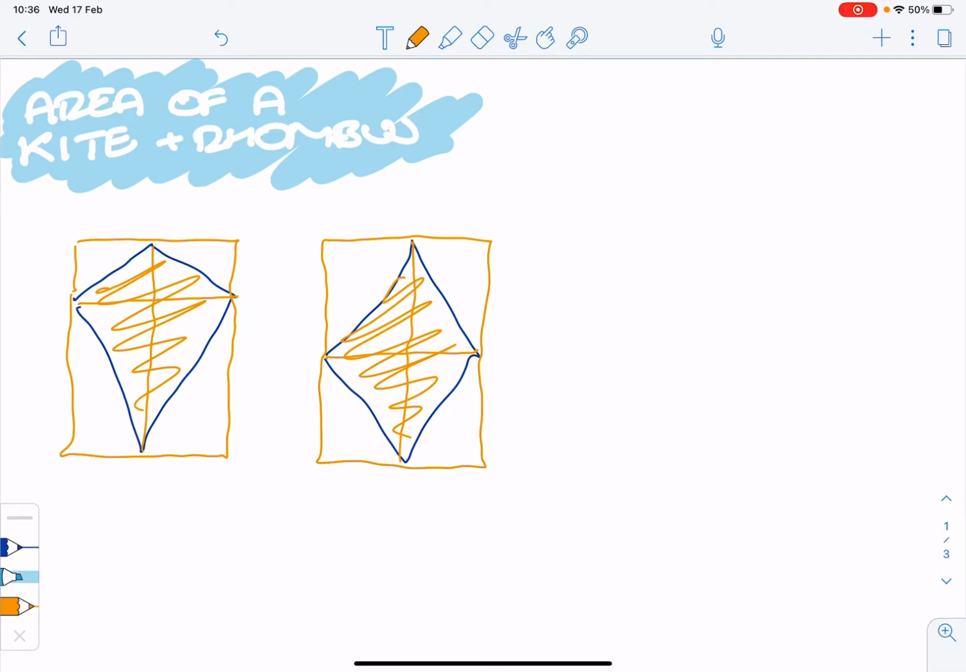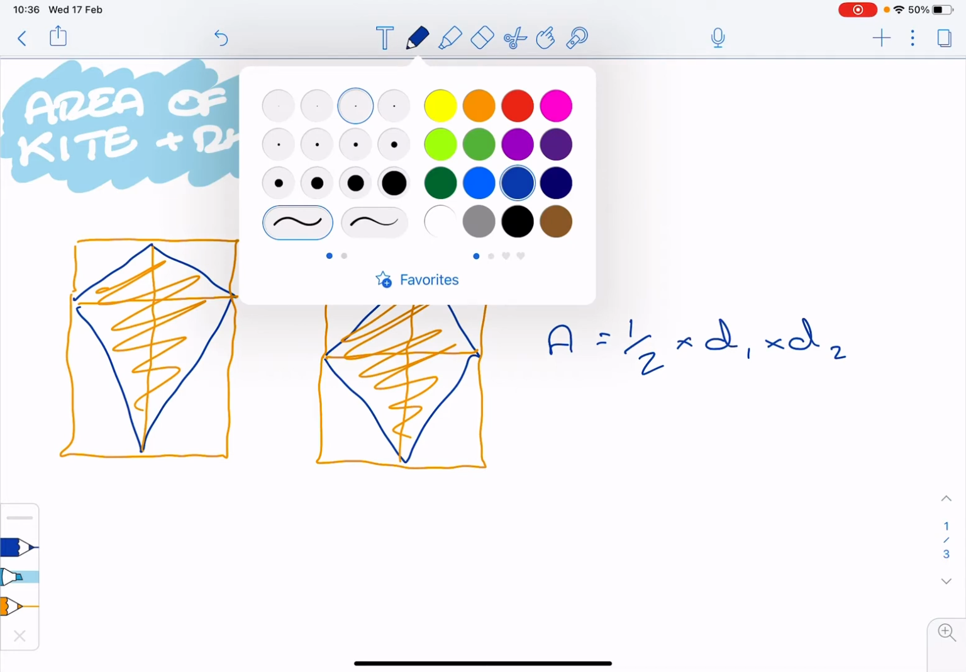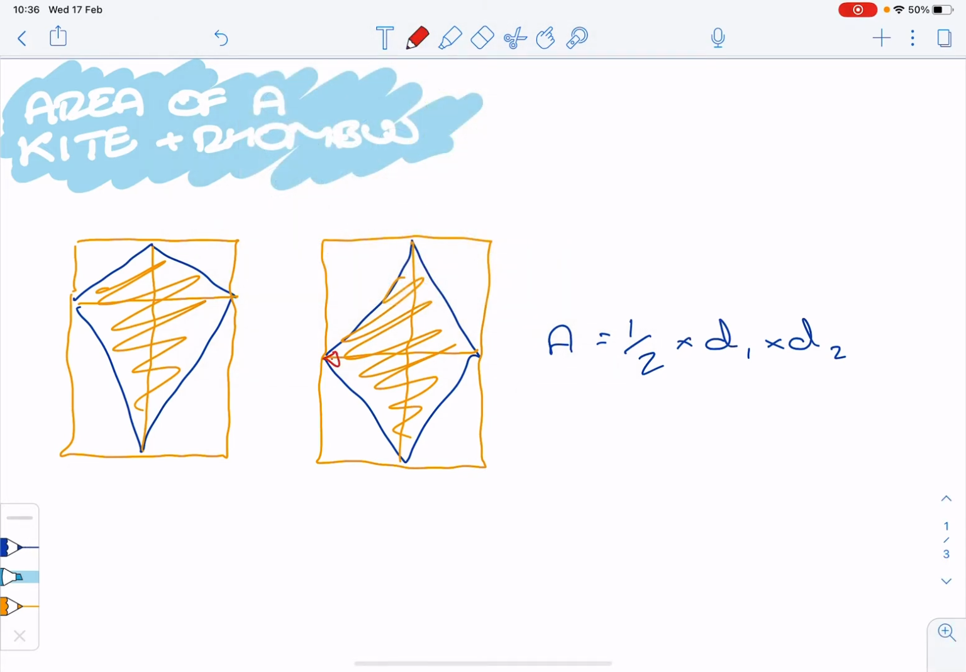And that's basically where the formula comes in. So the area of a kite or a rhombus is half, and what we call it is times the diagonal 1 times by the diagonal 2. And what we mean by diagonal 1 and diagonal 2 is the fact that it's this distance basically straight across the shape. So that's a diagonal 1 and that's a diagonal 2. It doesn't matter which one's which, but it's basically just the diagonals multiplied together.